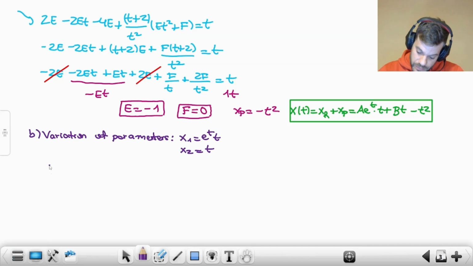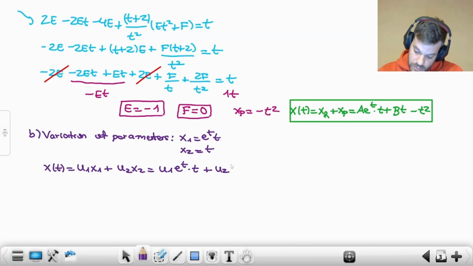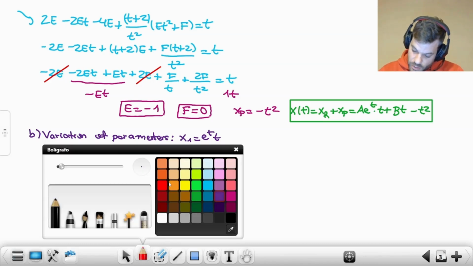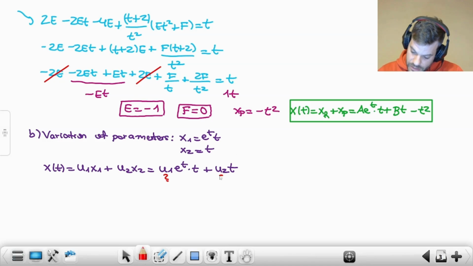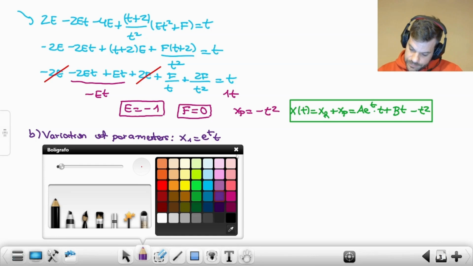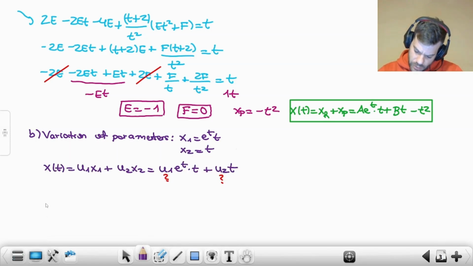So we know that the general solution x of t equals mysterious function u1 times x1 plus mysterious function u2 times x2. More specifically, u1 times e to the t times t plus u2 times t. And the goal is to retrieve u1 and u2 to build the general solution using this method. Well, u1, according to the formulas, equals the integral of a fraction.